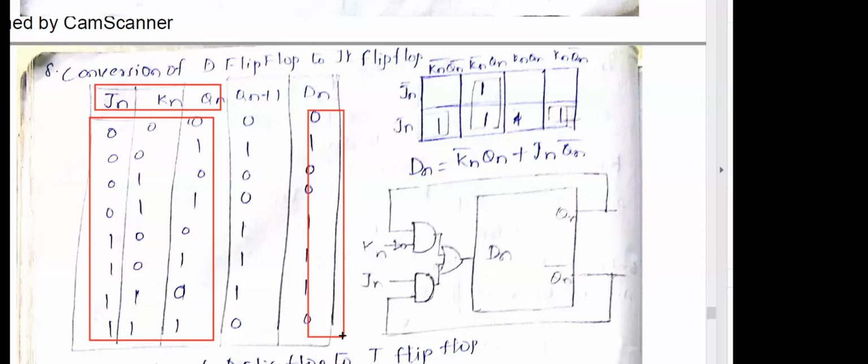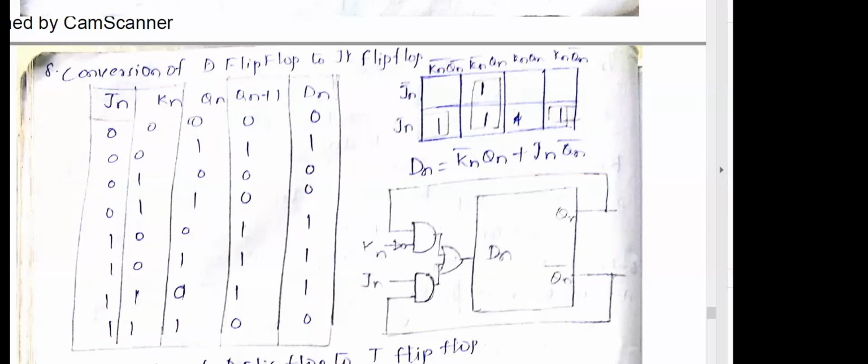You can write the K map. In the K map, J, K and Q of n are the inputs. By seeing this K map, we can minimize the expression: D equals J bar into Qn plus K into Qn bar. This is the output expression we got after minimization.